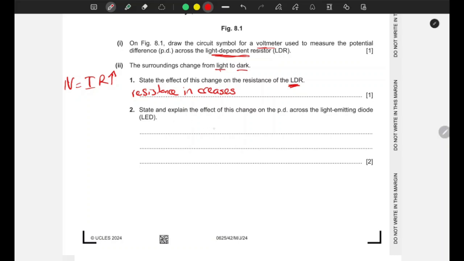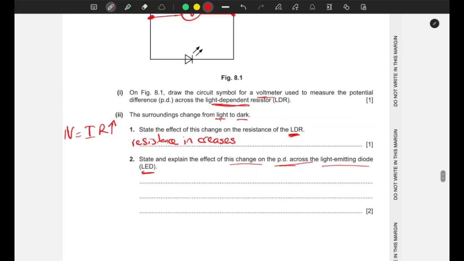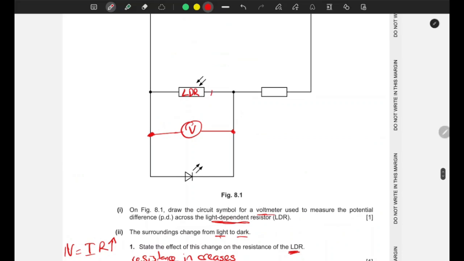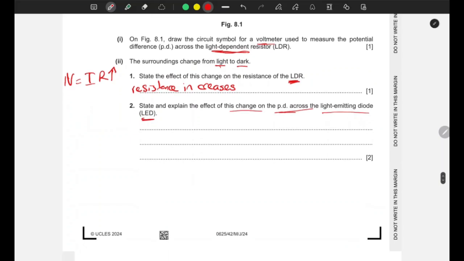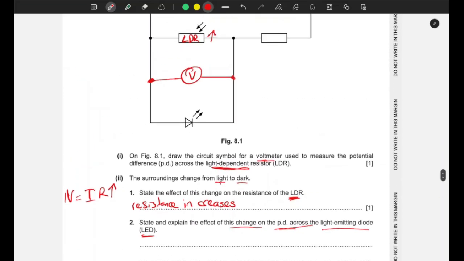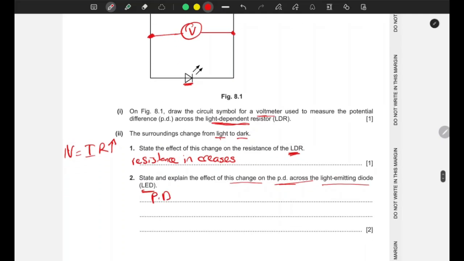Part 2. State and explain the effect of this change on the potential difference across the LED. So if the surroundings become darker, what happens to the LED? So we've established that the LDR has increased resistance. Okay. So the potential difference across the LED also increases. We can write PD across the LED increases.